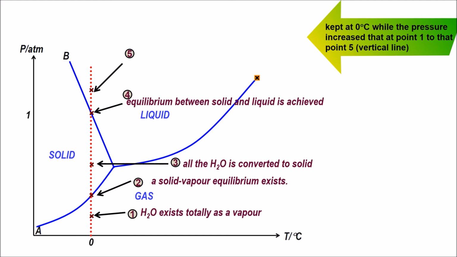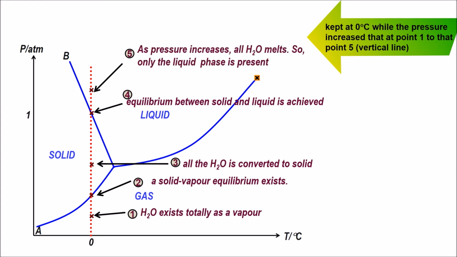Point 4 is on the solid-liquid equilibrium line, so equilibrium between solid and liquid is achieved. Point 5 is in the liquid area. As the pressure increases, all the water melts, so only the liquid phase is present.